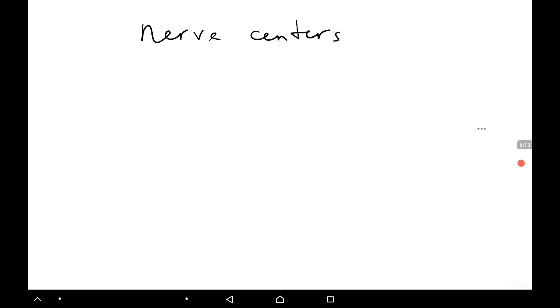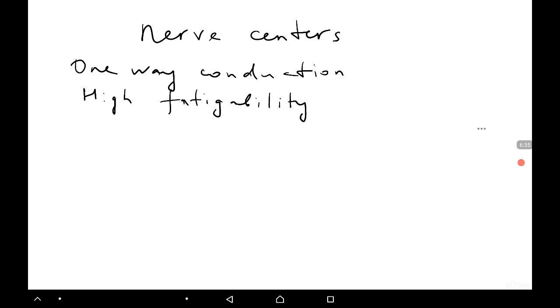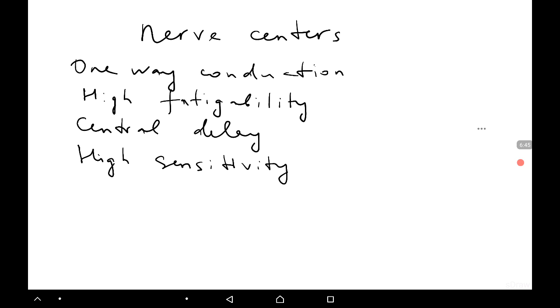Now we should repeat the properties of the nerve centers. We have a group of properties of the nerve centers which are explained by the properties of the synapses, which binds the neurons in the nerve centers together. From here we may say that there is one-way conduction, high fatigability, central delay, which is a sum of synaptic delays in this nerve center, sensitivity to chemicals and to oxygen deficit, low lability and other properties of synapses. Other properties of the nerve centers are specific.